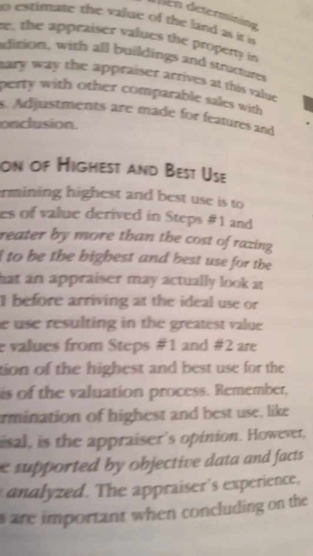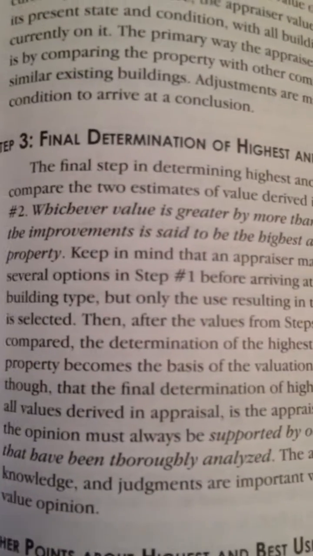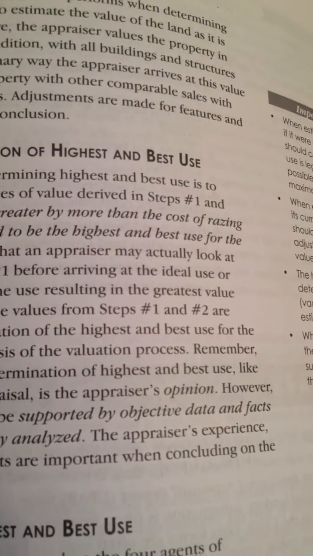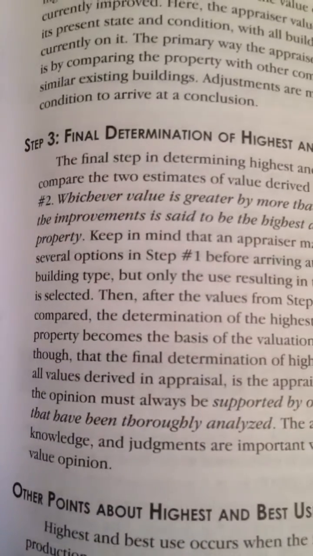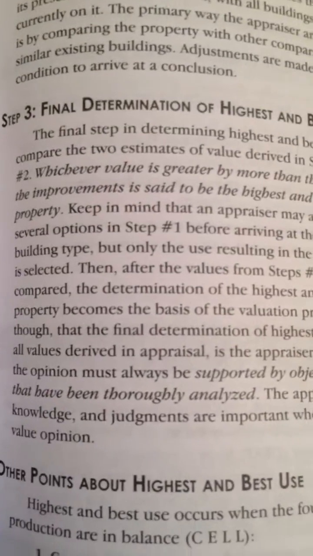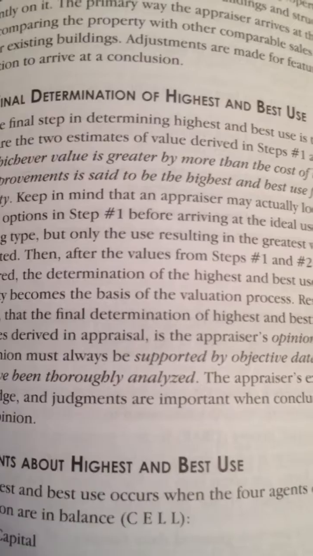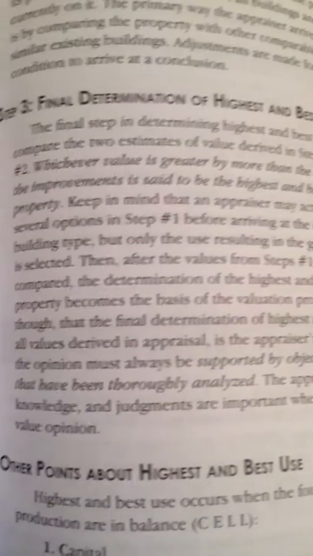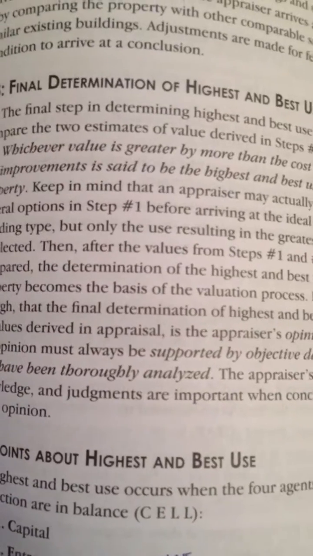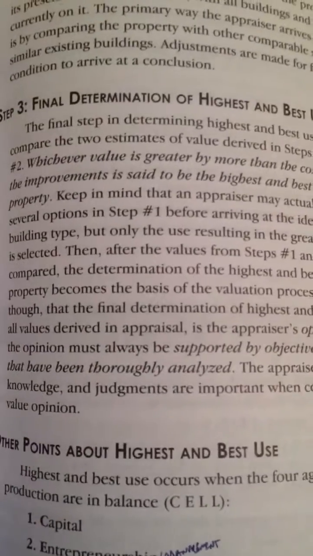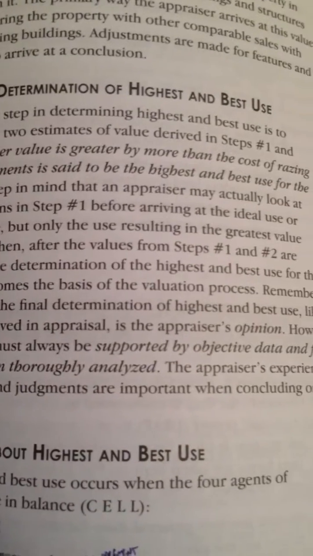Keep in mind that an appraiser may actually look at several options in step 1 before arriving at the ideal use or building type, but only the use resulting in the greatest value is selected. Then, after the values from steps number 1 and number 2 are compared, the determination of the highest and best use for the property becomes the basis of the valuation process.